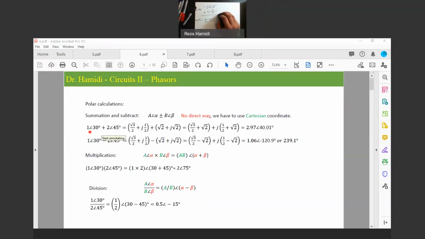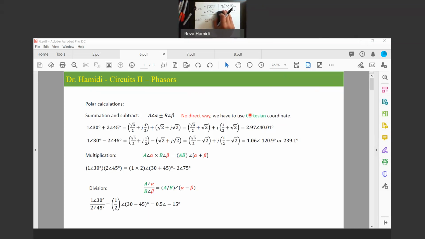Okay, have a look, guys. In polar form, simply, we cannot add two polar numbers. If you are given two things like this, 1 angle 30 plus 2 angle 45, you cannot directly add them up. If you are given 2 angle 45 minus 2 angle 30, you cannot do that in polar form. It's impossible to do so in polar form. No direct way.